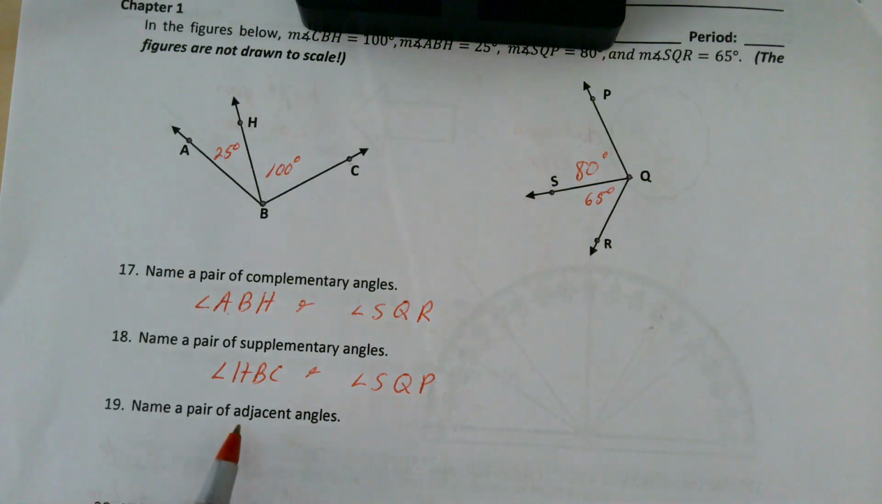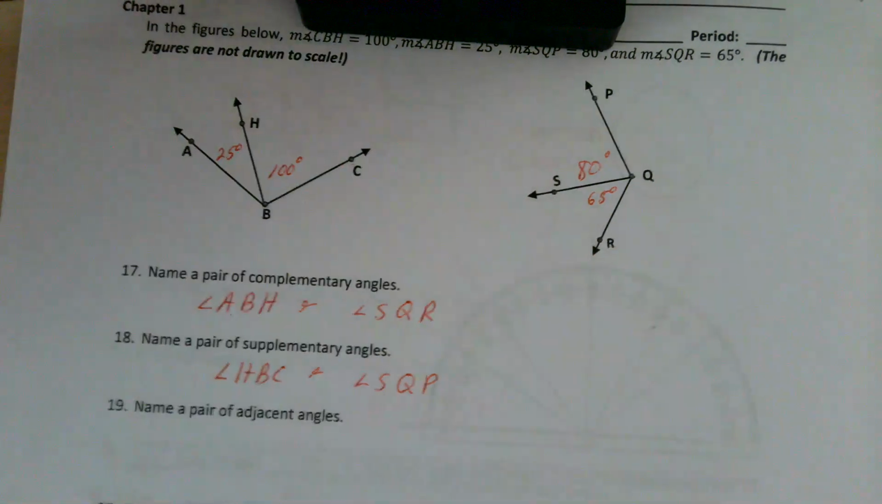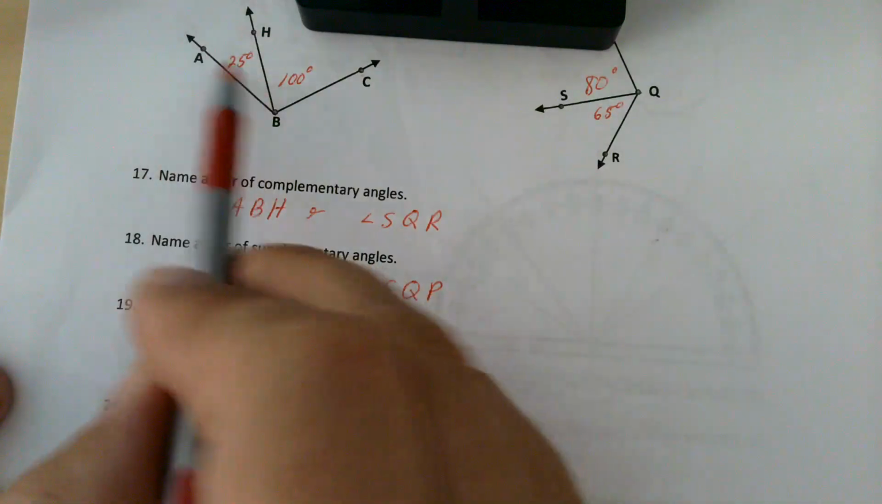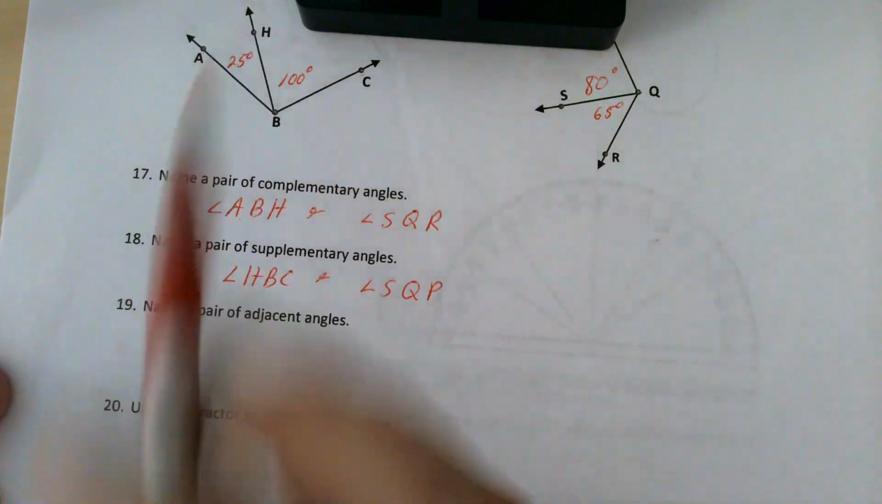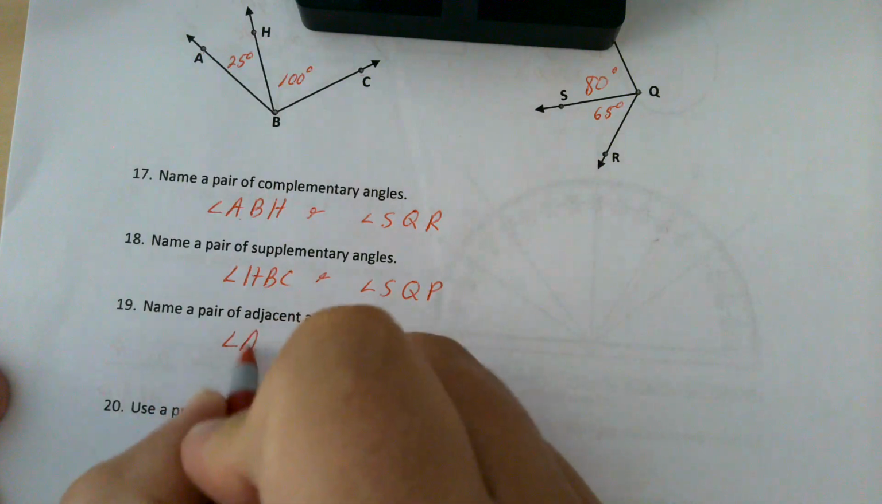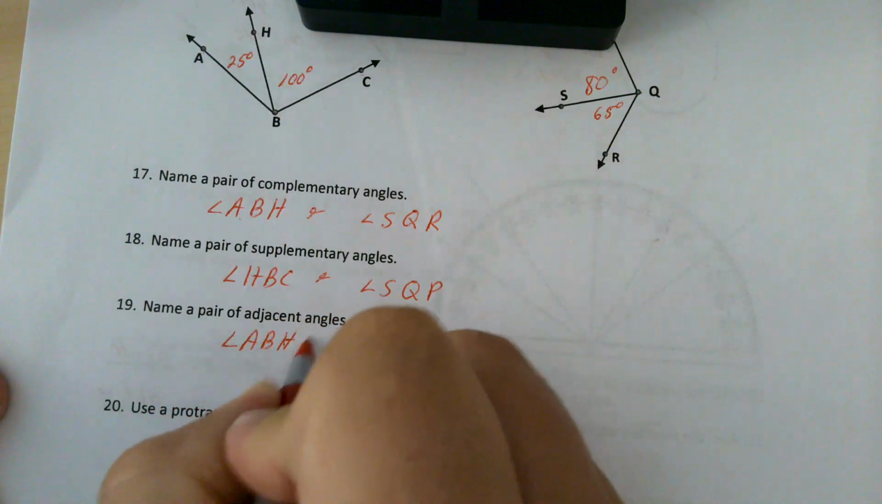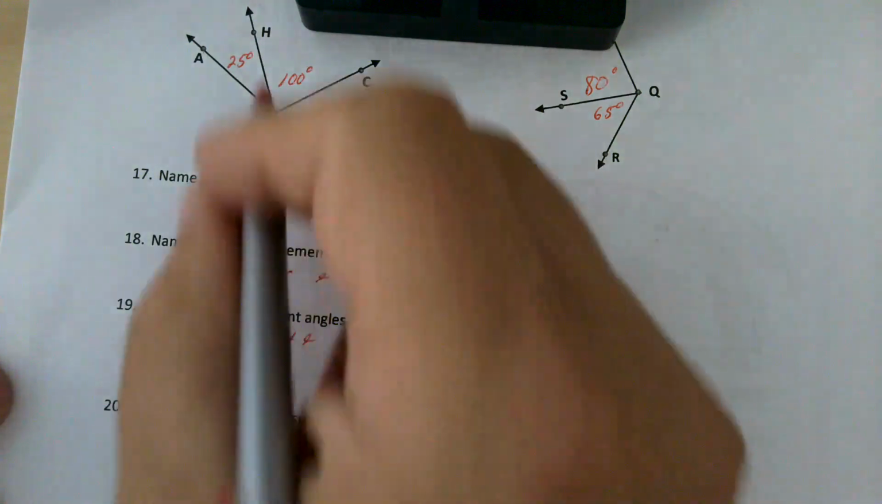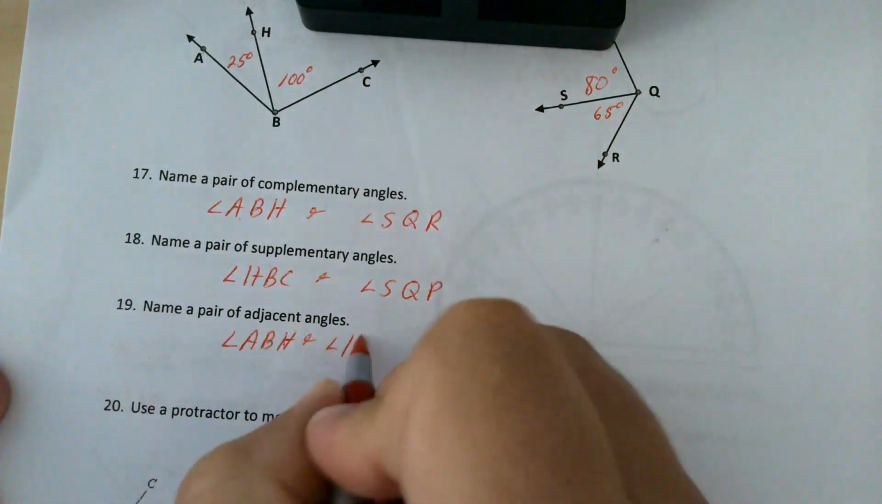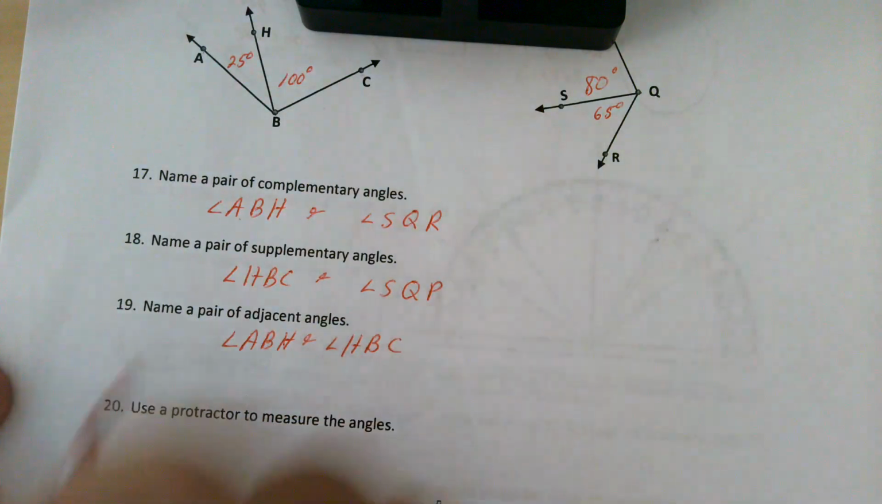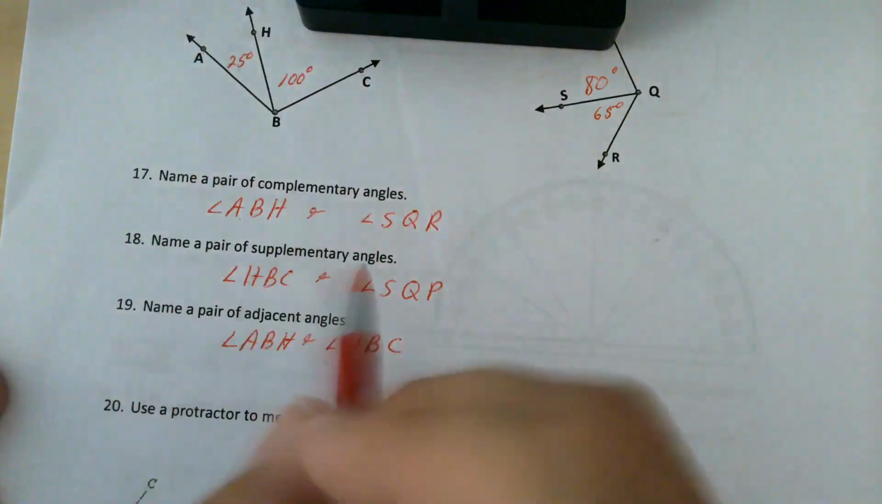So name a pair of adjacent angles. I shouldn't say there's quite a few. There's two. So we have one pair that's going to be angle ABH. And right next to it, they share a ray, is angle HBC. So that's one pair, and that's all you would need.